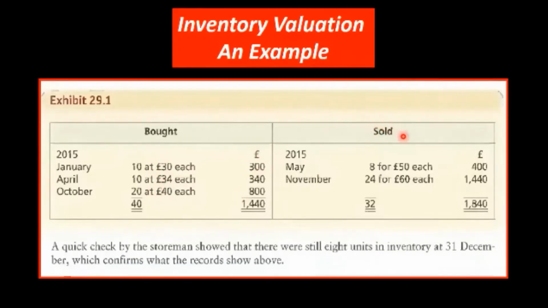And on this side, we have the amount that is sold. So you are buying and selling this item. Okay. There is no opening stock in this, but usually you will have opening stock. A quick check by the storeman showed that there were still 8 units in inventory at 31st December, which confirms that what the record show above, right? So if you bought 40 and you sell 32 here, you should have it in stock, right?